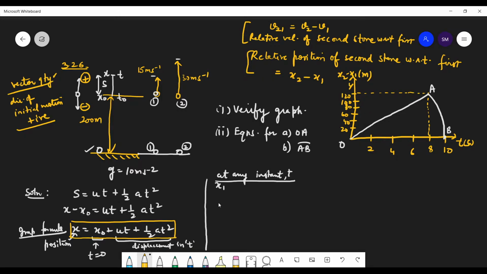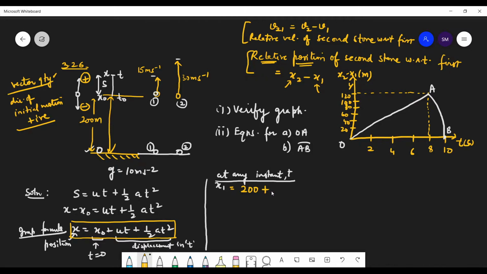Now this x1 can be written as the position of the particle. So this x1 is the position here, students. Why am I writing it as position? Because here you have the relative positions. These are not the displacements. This is the position of particle 1. So that's why I'm writing x1. So x1 equals, what is x0? x0 is given, that is 200.